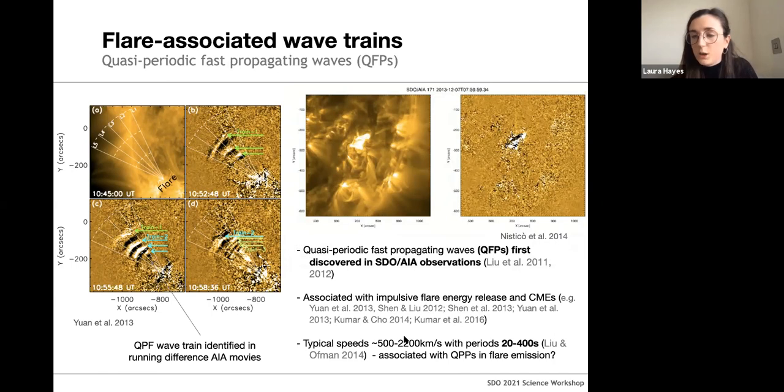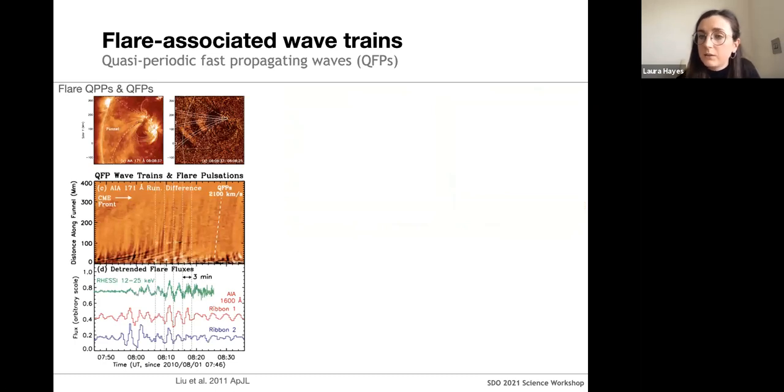What's interesting, and this probably needs to have its own talk, is that in terms of looking at quasi-periodic pulsations, if we look at the characteristics of these QFPs, or quasi-periodic fast propagating waves, they have similar periods to what we observe in the X-ray observations. So the question is then, are these pulsations or these wave trains associated with quasi-periodic pulsations? And in some cases, it has been shown that they are.